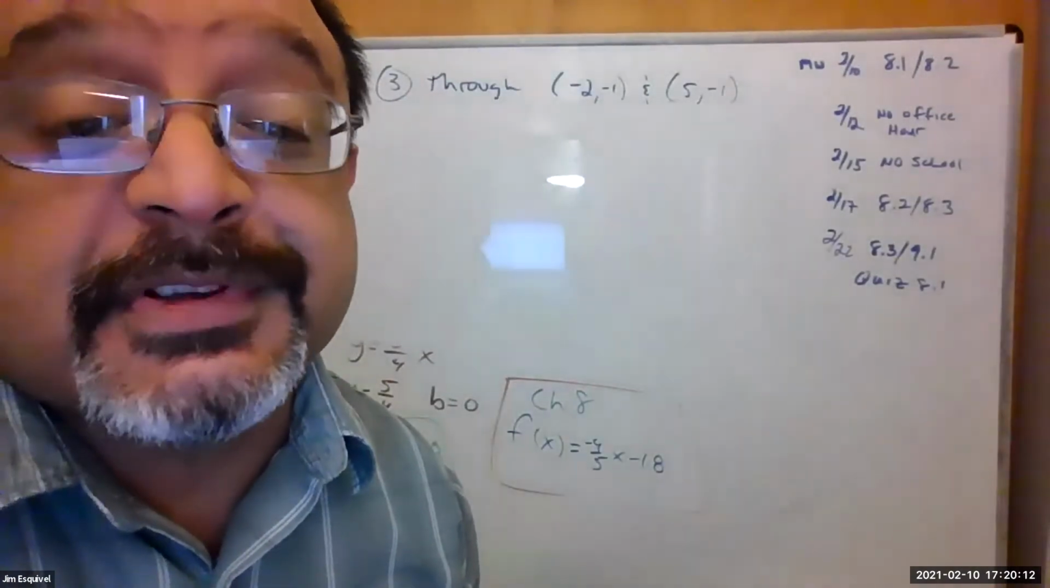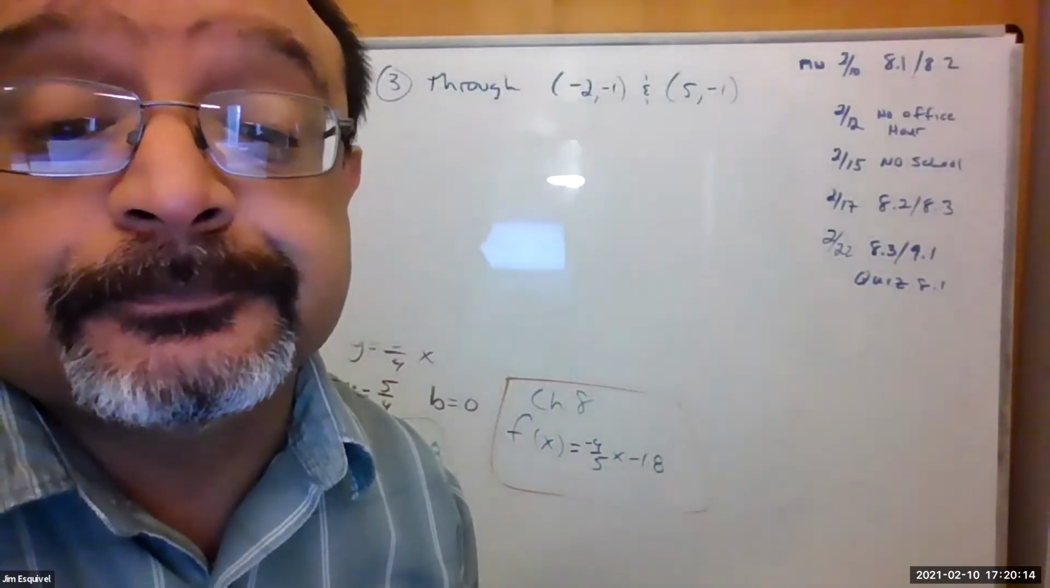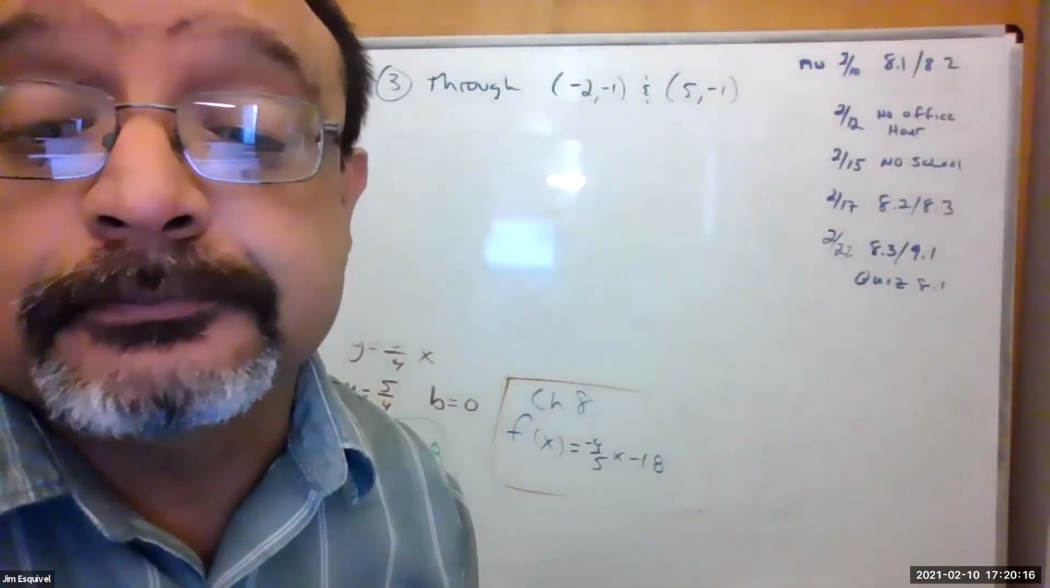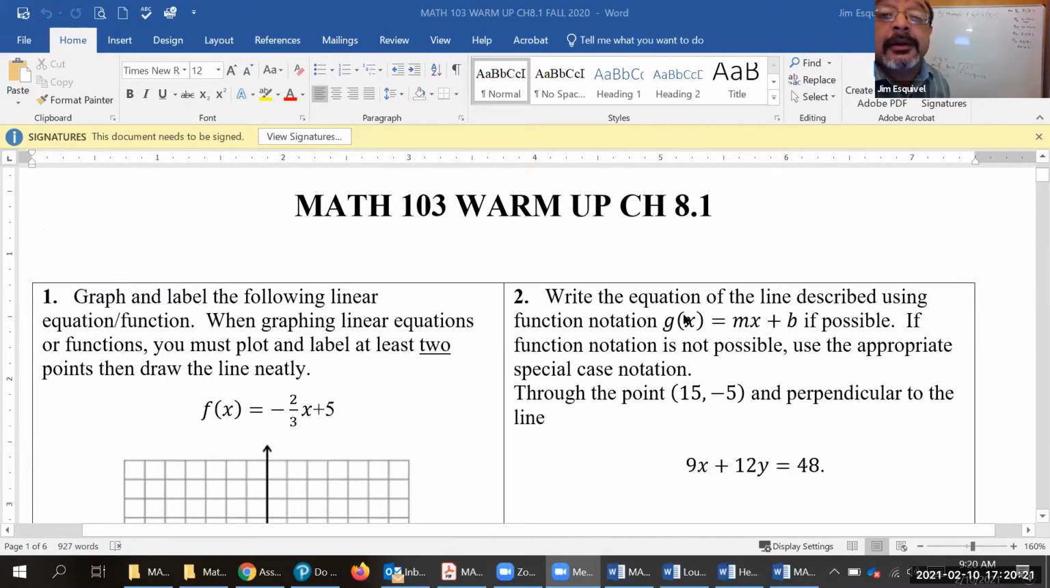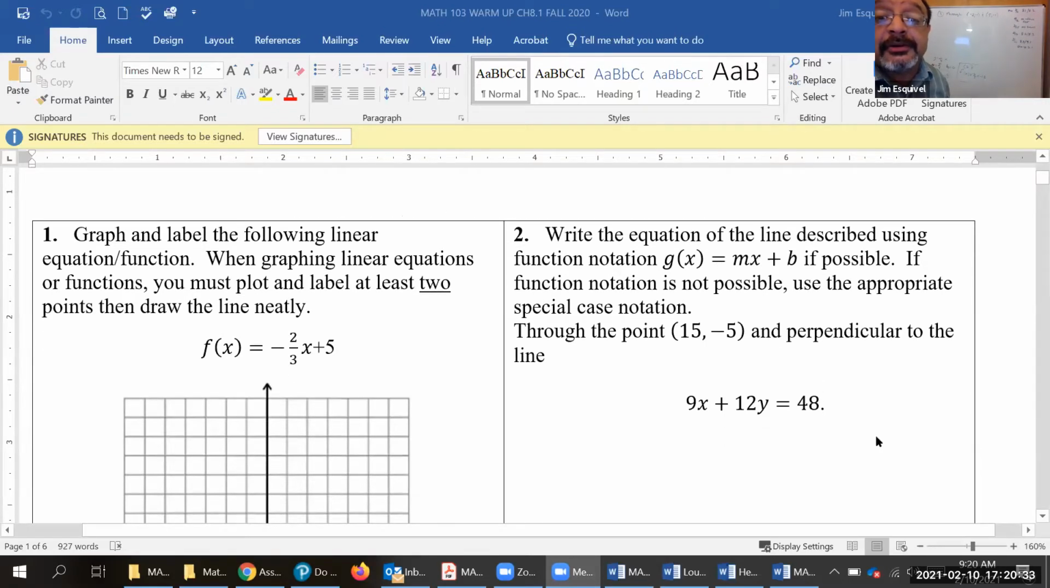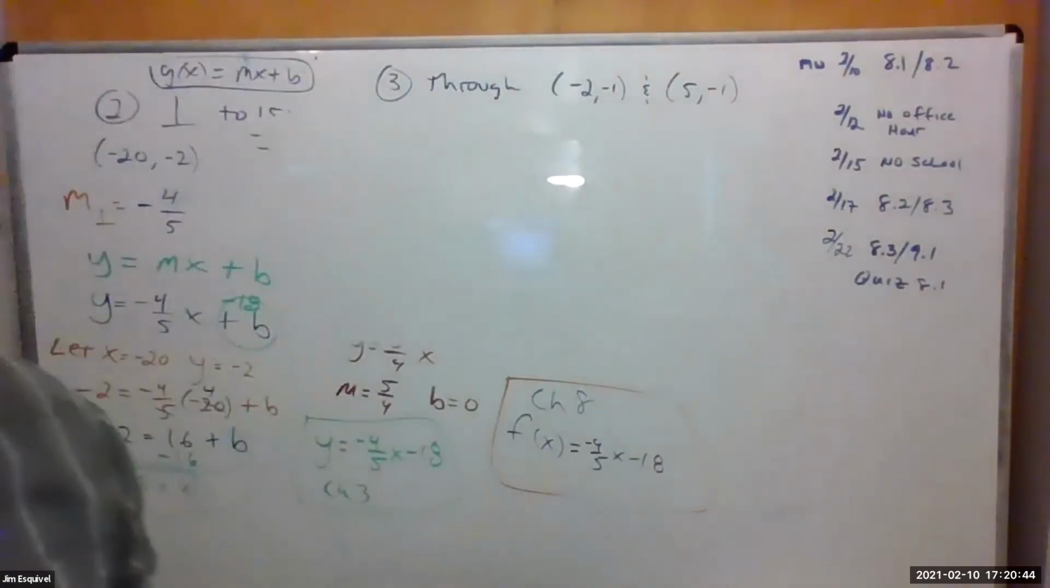So this is next week's warm-up. Next week, you can see right here, it says write the equation of the line described using function notation g of x equals mx plus b if possible. It goes through this point and perpendicular to this line right here. But it says using g of x equals mx plus b. So the directions will tell you.